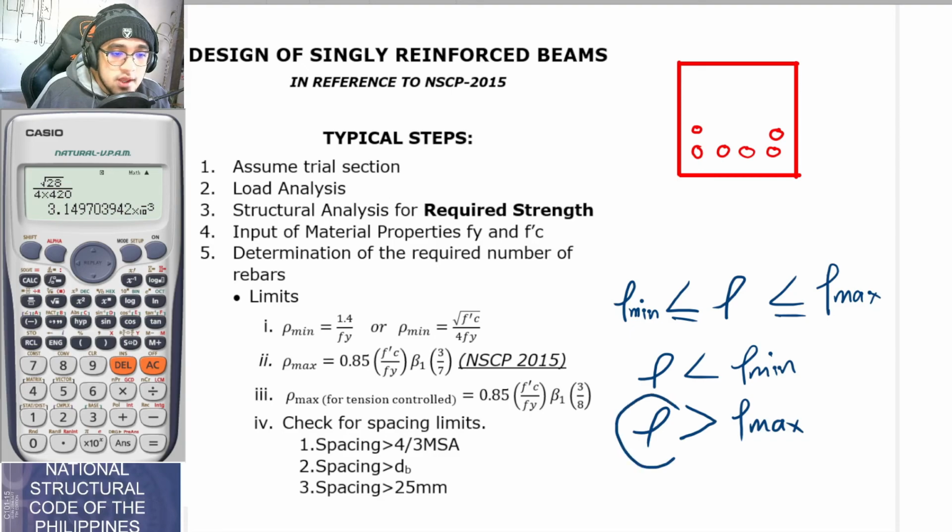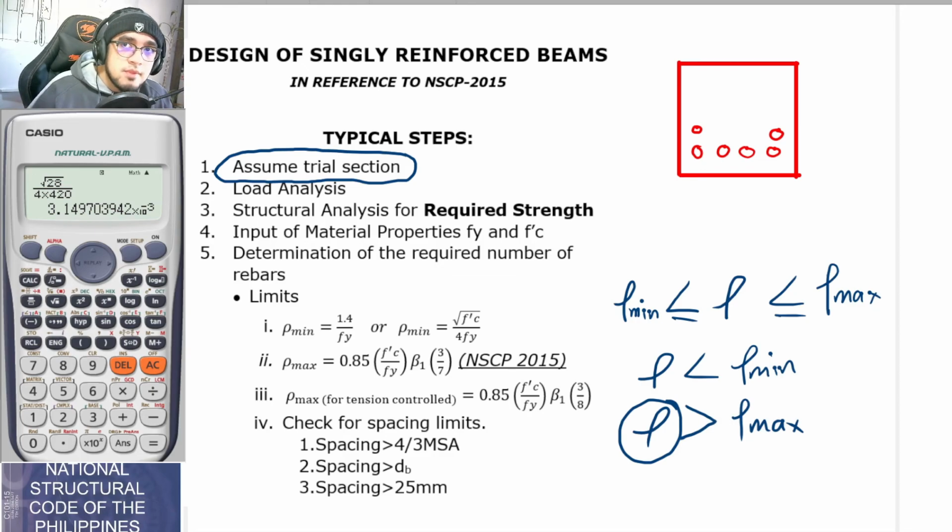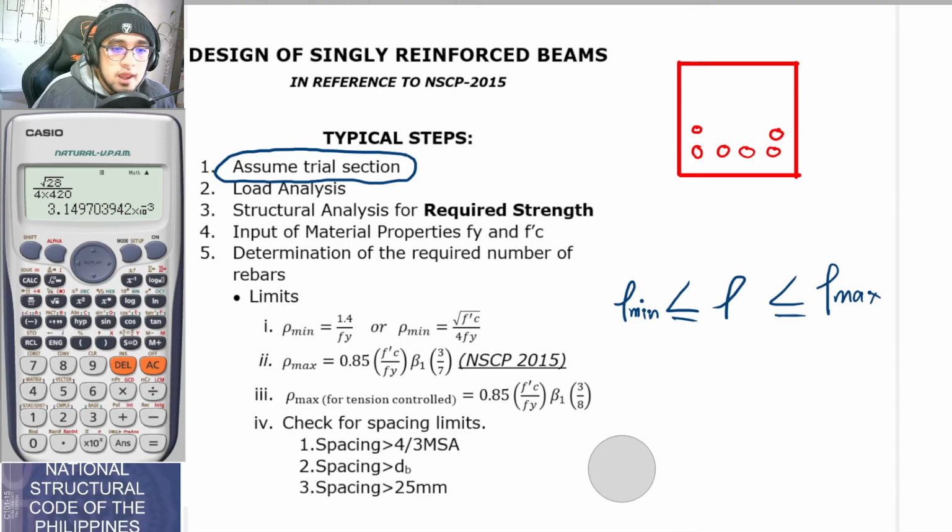If your rho is greater than your rho max, you will either adjust your trial section to a bigger section, or you will be using doubly reinforced concrete already. And that will be our lesson maybe next week or 2 weeks from now. I'm not quite sure, but those are the lessons to follow. Okay, so once again, you would be comparing your rho with your rho minimum and your rho maximum.